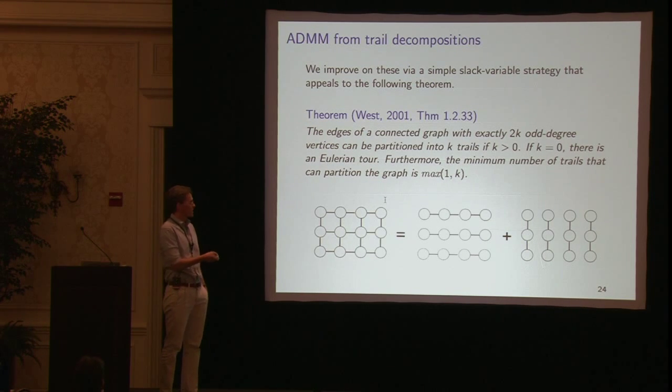And the point is this theorem says that for an arbitrary graph, I can find such a union, and I can do it in linear time. So it's a really simple pre-processing step.